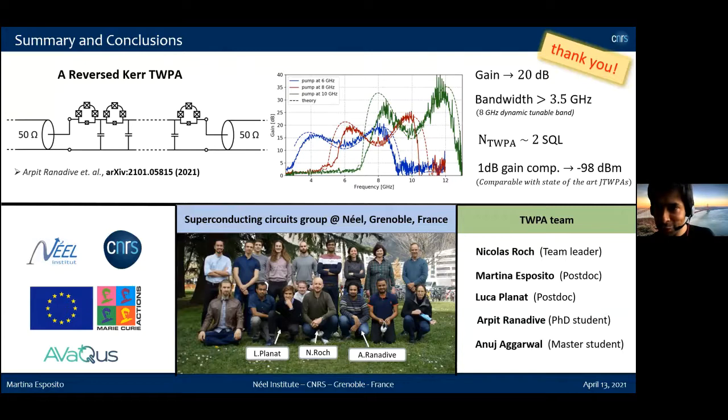I'm not sure in which order, but there was Maxime. Yep. I have a very basic question. How much pump power do you need to pump this amplifier, and also how homogeneous does your flux need to be?